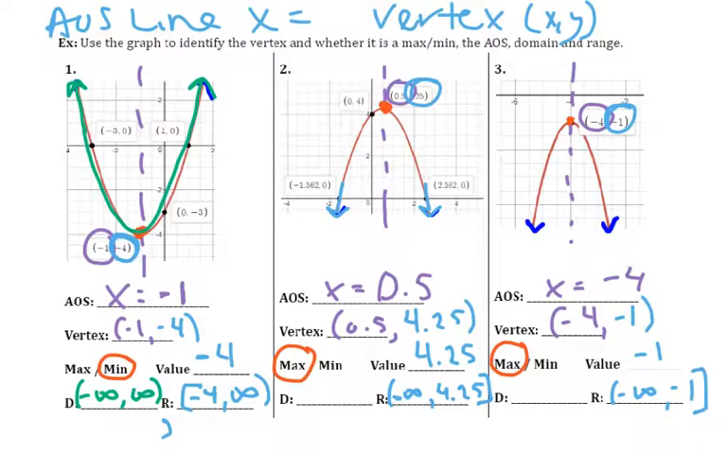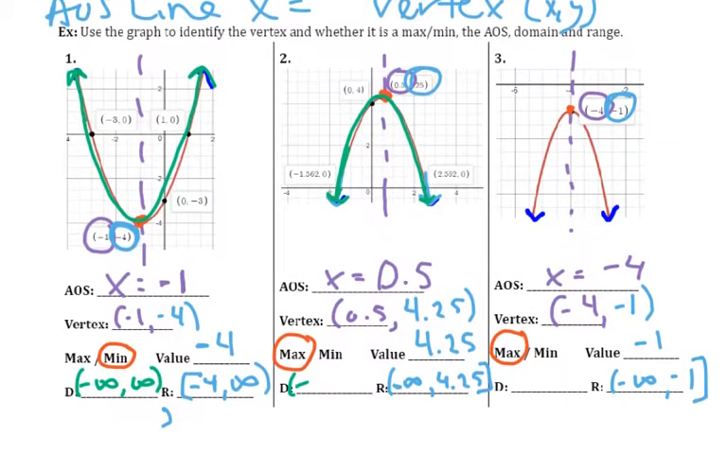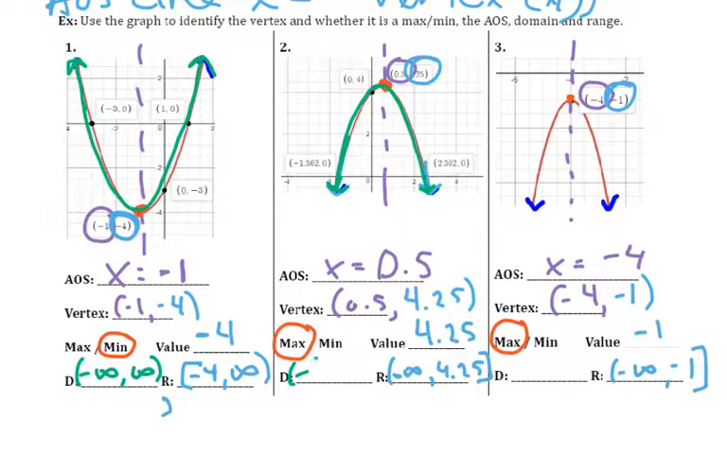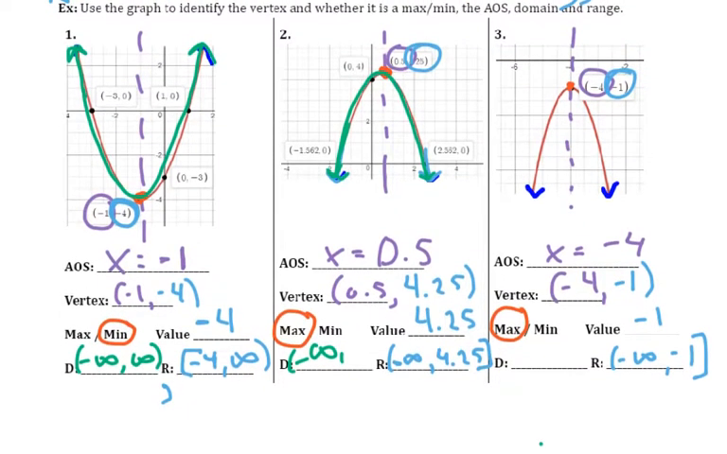Let's look at number 2. On the left, forever going left. Again, don't think about this as up and down when we're talking about domain. Think of it as left and right. It is going forever left, and it's continuing and then going forever right, which means the domain is negative infinity to positive infinity.